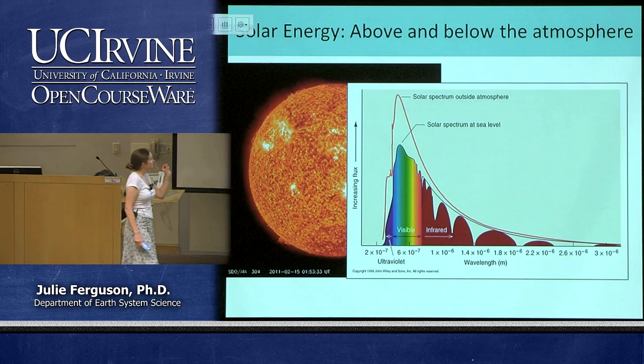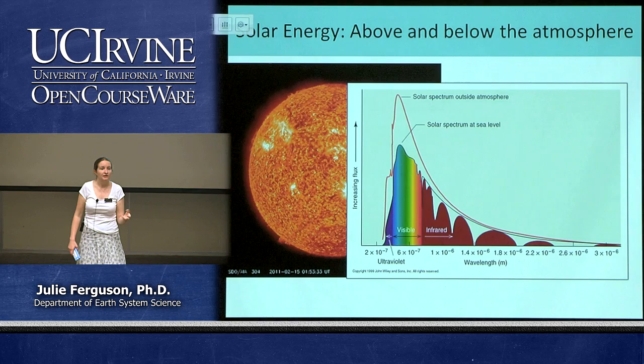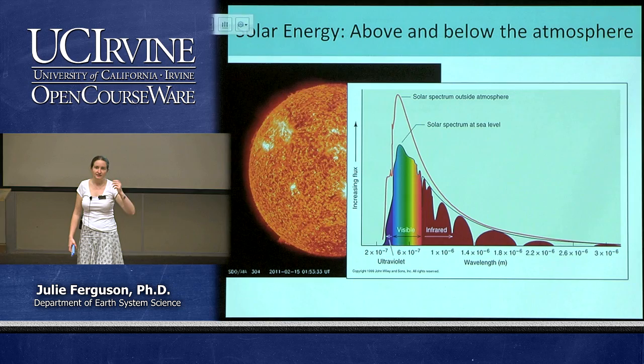So those little gaps there are related to specific gases. In particular, water vapor is a huge one. The presence of water vapor in the atmosphere means that a lot of the incoming infrared radiation gets absorbed. So that's why we see little gaps there.